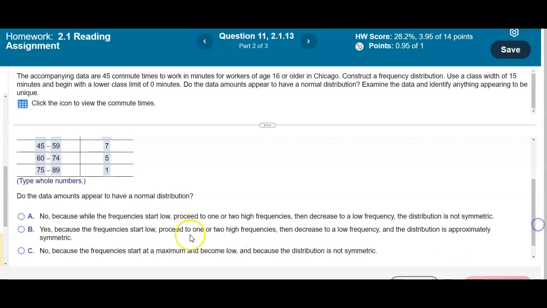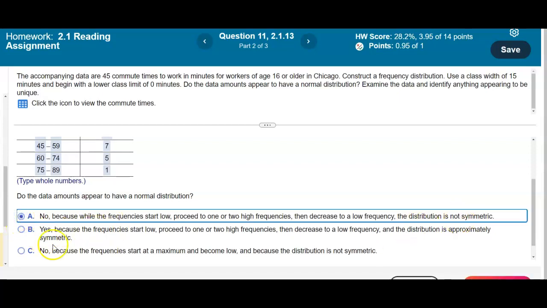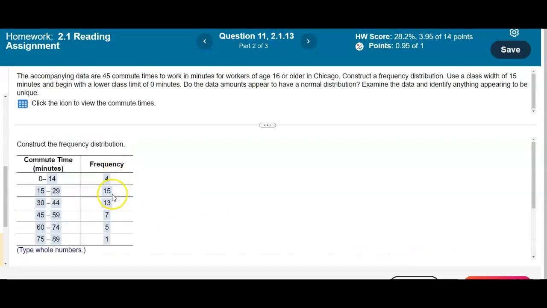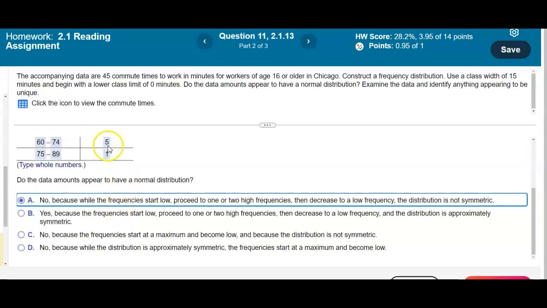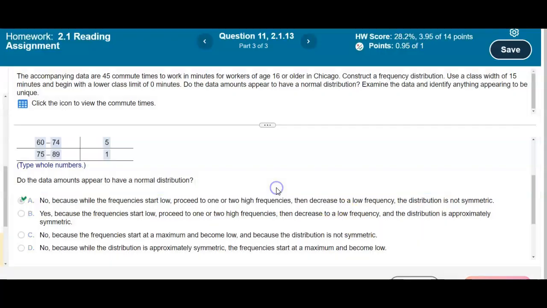So, what we're going to say is the following. It says, note, because while the frequencies start low, proceed to 1 or 2 high frequencies, and then decrease to a low frequency, the distribution is not symmetric. We're going to click that one. Now, then it says, yes, because the frequencies start low, proceed to 1 or 2 high frequencies, then decrease to a low frequency, and the distribution is approximately symmetric. Well, it's not symmetric because these numbers would have to be in the next lower cell to make it sort of in the middle, to make it possibly symmetric. So in this case, the answer is going to be no for the first part.